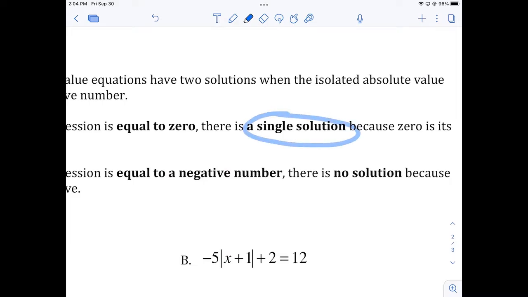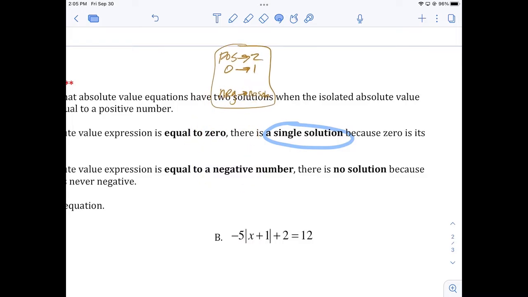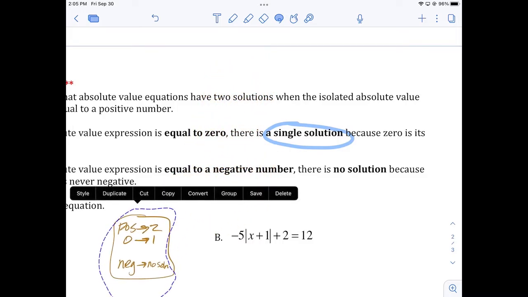This is good theory. I might ask this on a quiz, right? When will there be 2 solutions, 1 solution? When it's equal to 0, you get 1. When it's positive, you get 2. What about if you have a negative number? There is no solution. Because when you take the absolute value of a number, it has to be positive. So there you go.